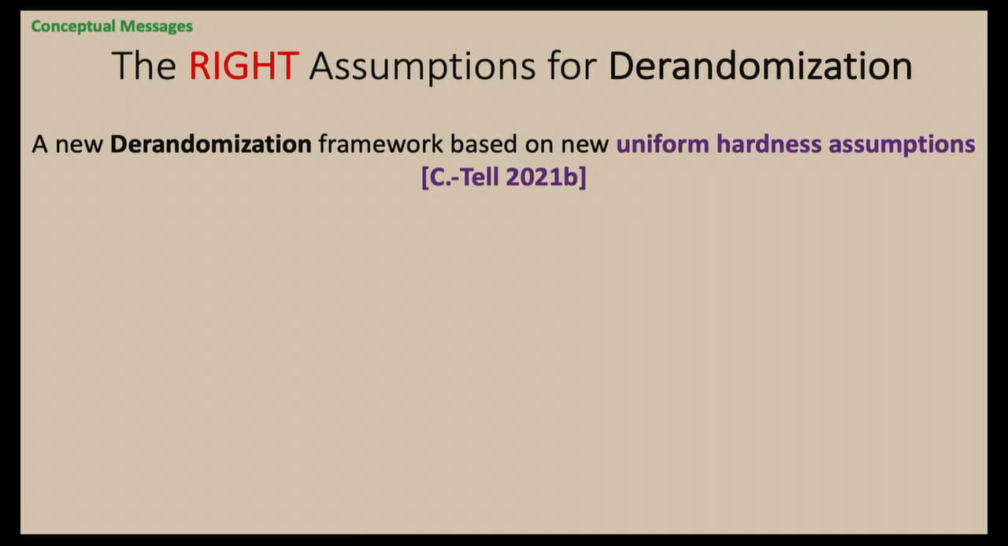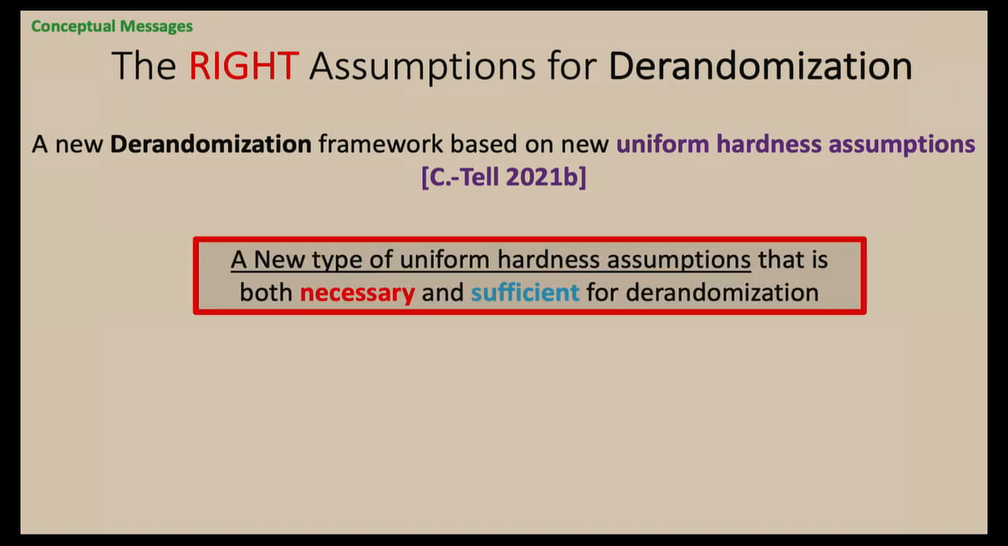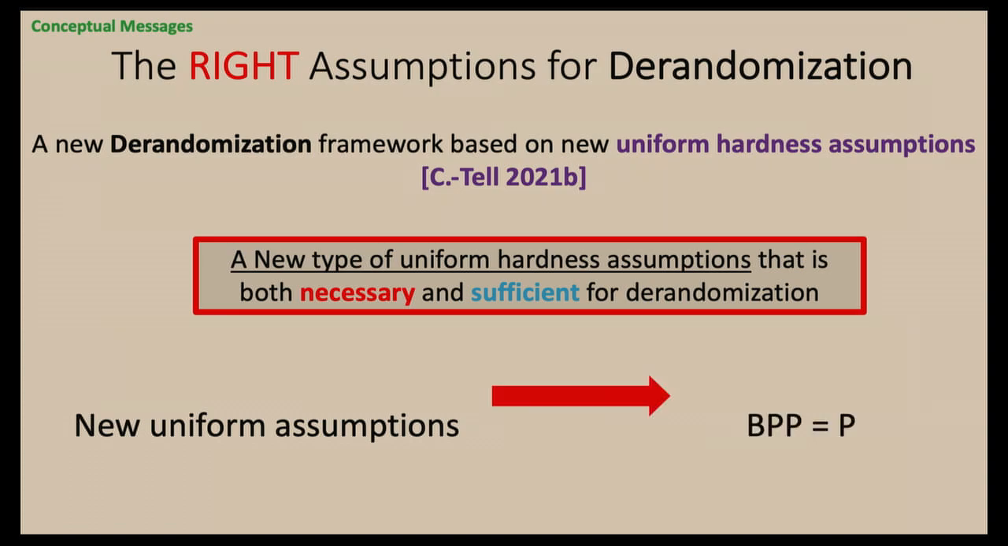And so in my recent work with Roy Tell, we gave a new derandomization framework based on new uniform hardness assumptions. We formulate a new type of uniform hardness assumption that is both necessary and sufficient for derandomization. So we have two-way connections between this new type of assumption and BPP equals P. That's the first thing I want to cover in the overview talk. Oh, by the way, feel free to interrupt me with any questions you may have.